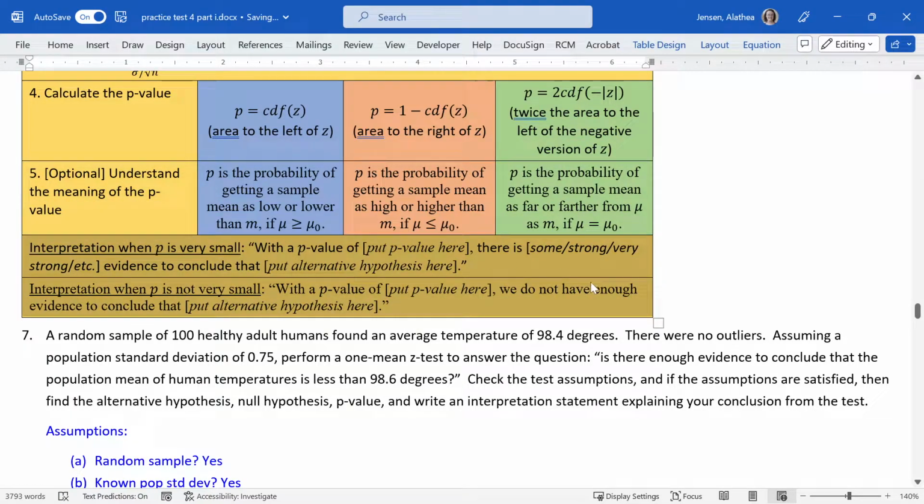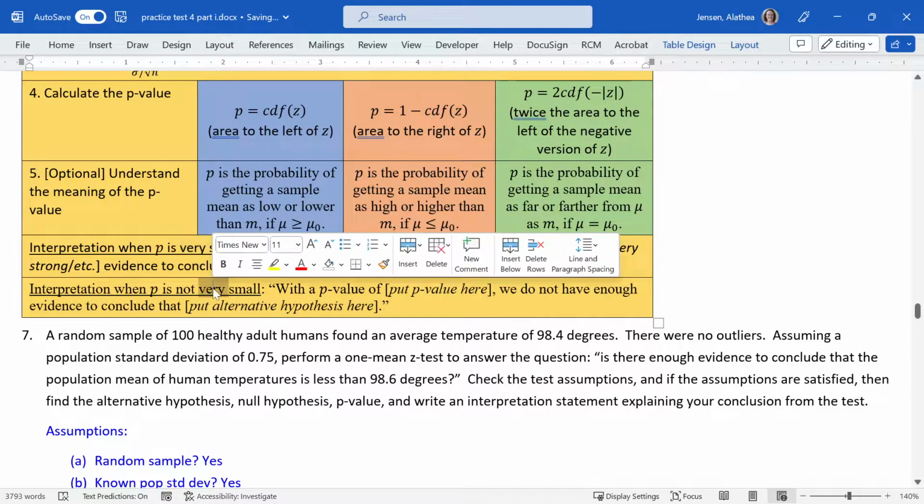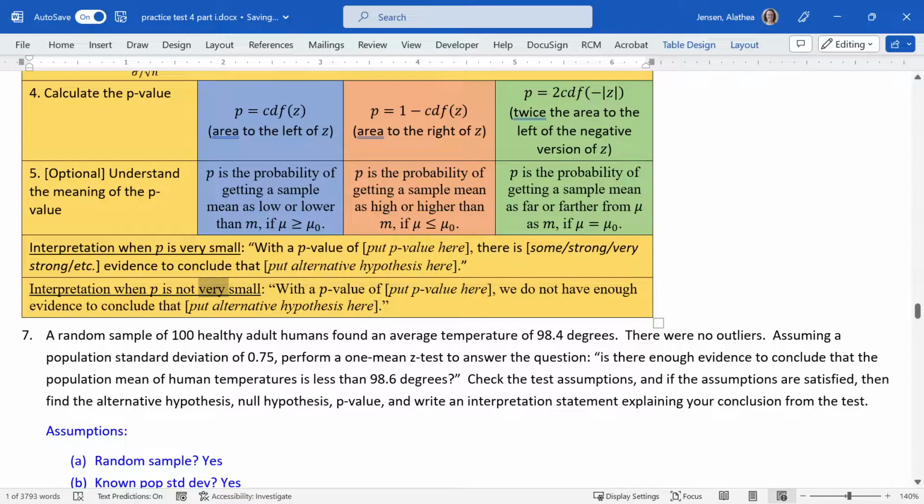All right, and now lastly for the interpretation, so I'm skipping over this optional thing here. For the interpretation, you have to decide if p is very small or not very small. I think I added this word very since the last time I showed you the table. You guys were going with p-values that were too big. So p needs to be small enough that it's a probability that you would be very, very surprised if an event with that probability actually happened.